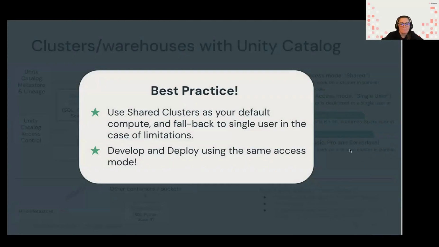As a best practice, use shared clusters as your default compute for your workloads and fall back to a single user cluster in case of limitations. Another best practice would be, for development and deployment, use the same access mode. So if you're developing a data engineering pipeline using shared clusters, when you deploy that pipeline to production, also use shared clusters. If you're developing using single user clusters, when you deploy that pipeline to production, also use single user access mode. This will give you better resilience and expectations about how your workloads will perform once you get them deployed.